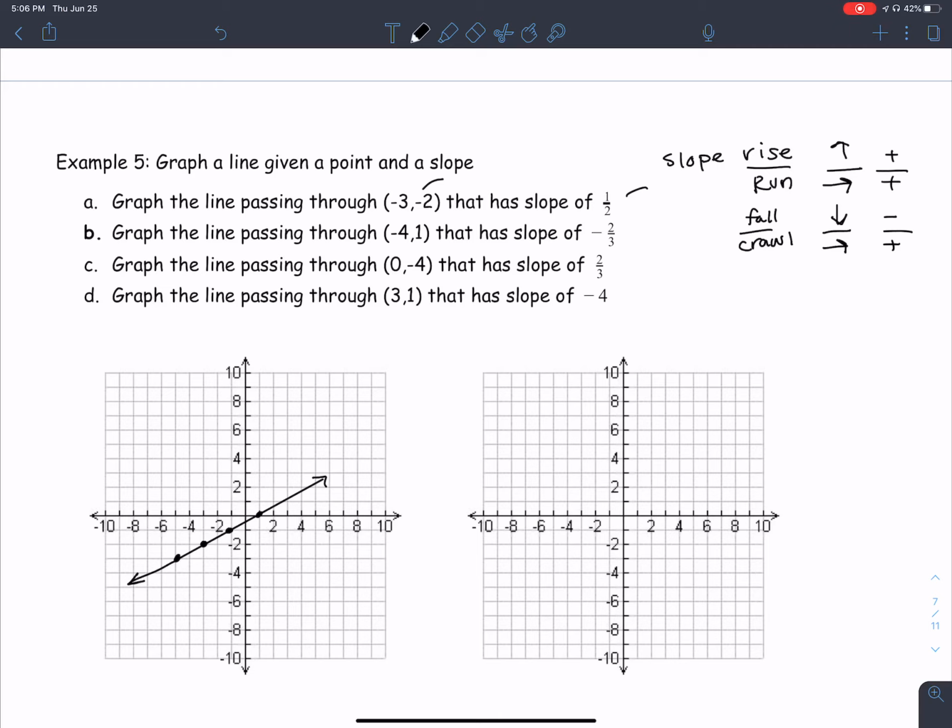All right, B, graph a line that passes through (-4, 1). It has slope of -2/3. So I give the negative to the top, okay? Just makes it easier. So I'm going to fall, go down 2, and then right 3. 1, 2, 3. And draw my line. Okay? So this would be a good place for you to pause, try it by yourself, okay? So here we go.